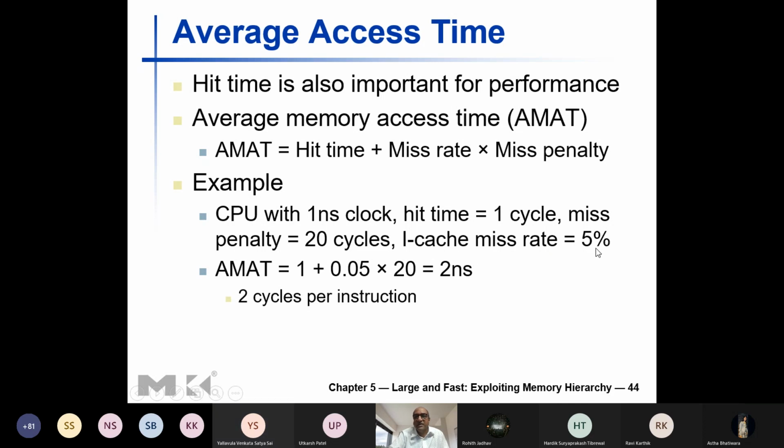If you reduce the miss rate, then this access time will be reduced, right? If you organize the cache so that the miss rate is 2% instead of 5%, then it will be reduced. It is nothing but 1.4 nanoseconds itself. Right?